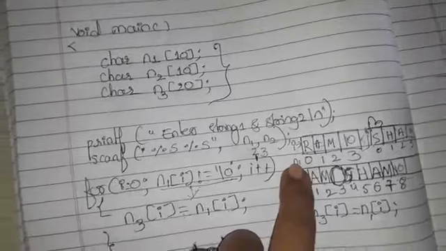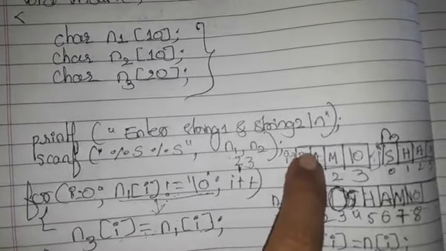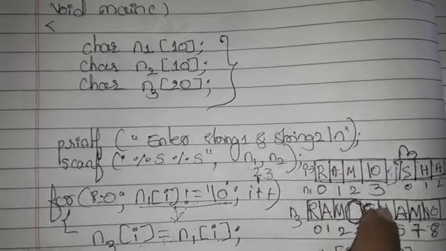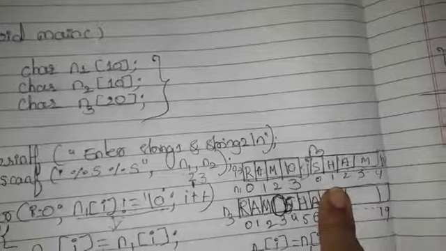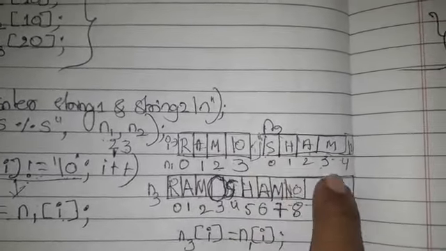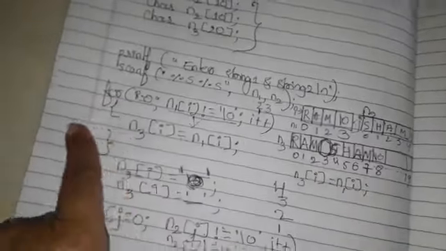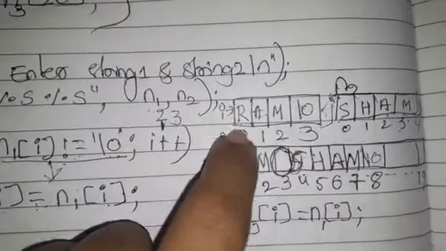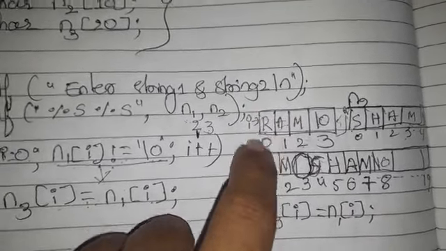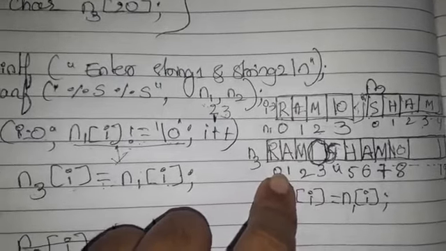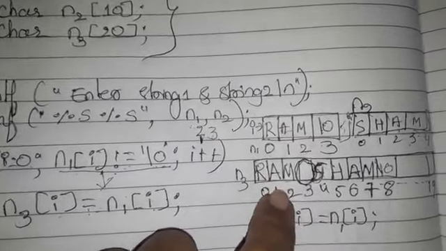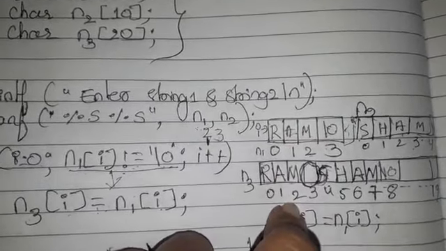So in memory, N1 will have Ram null: at the 0th place R, 1st place A, 2nd place M, and the 3rd place the null character. And N2 will have Sham null at positions 0, 1, 2, 3, 4 respectively. Now I want to take the value of R, that is N1 of 0 to N3 of 0. Yes or no? Like that, N1 of 1 to N3 of 1, N1 of 2 to N3 of 2.